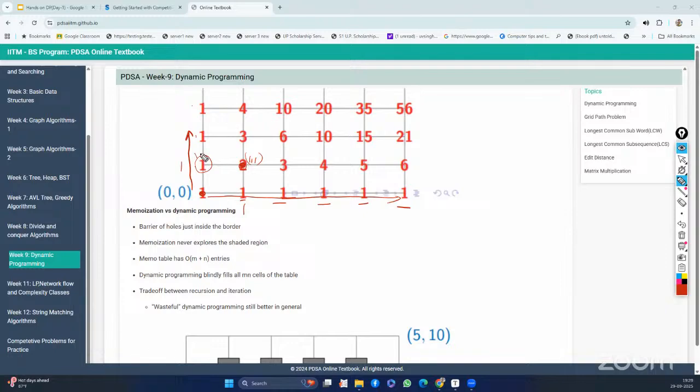So that means 1, 0 and 0, 1 like this. Just read the value from this and read the value from this and add. That is the value for the total paths for this point. So 2. You can come from this path only, or you can come from this path at this point. So 2 paths are possible.